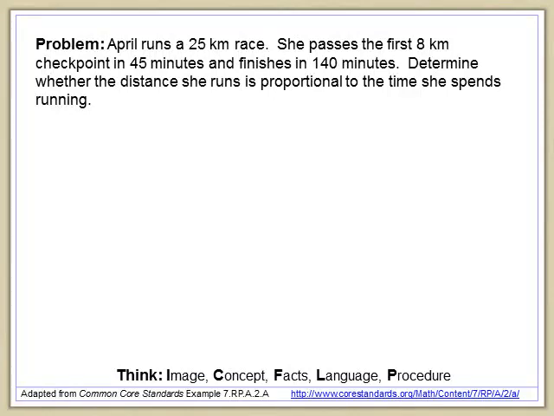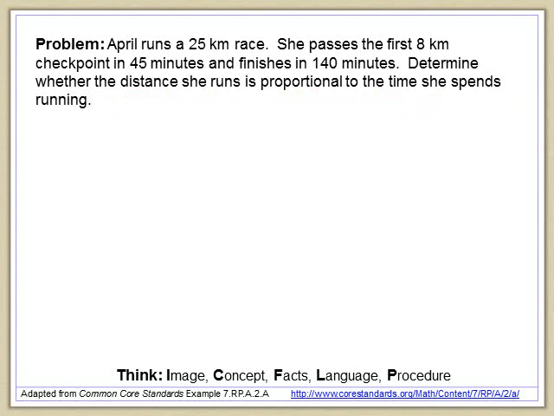So here's our problem. April runs a 25-kilometer race. She passes the first 8-kilometer checkpoint in 45 minutes and finishes in 140 minutes. Determine whether the distance she runs is proportional to the time she spends running.